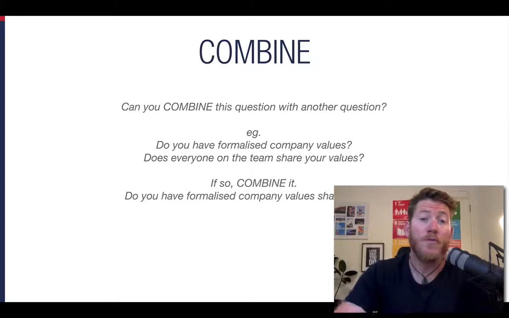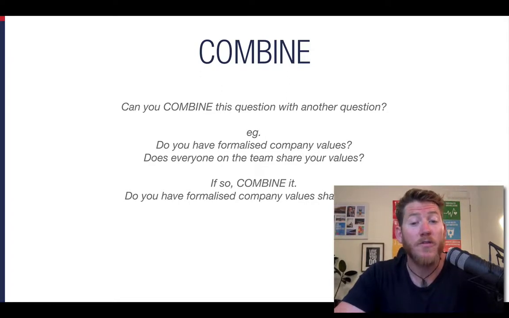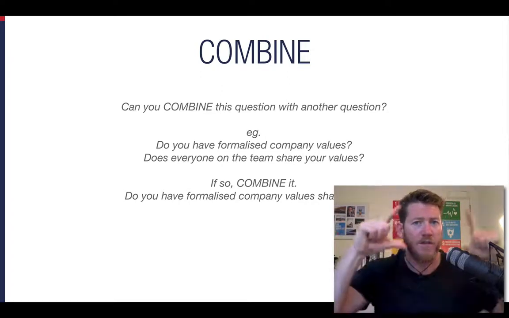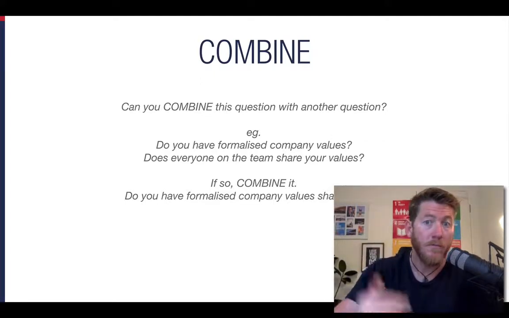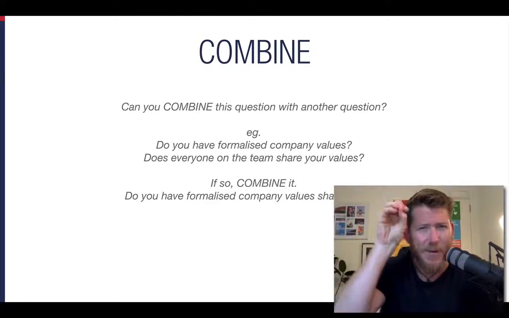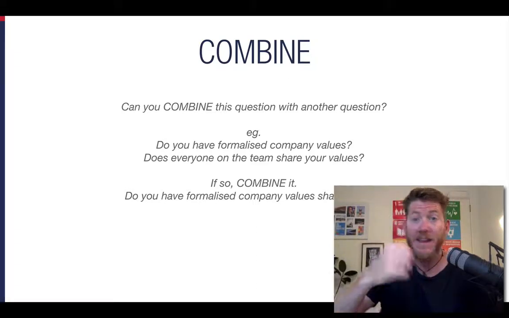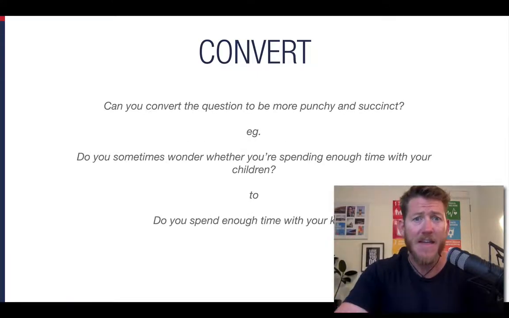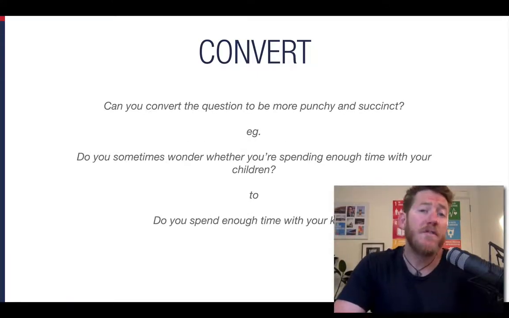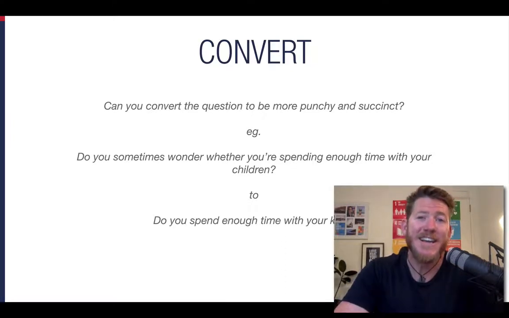So for example, one question might be, do you have formalized company values, as you can see on the screen here? The second question might be, does everyone on your team share those values? You could just mush them together. Do you have formalized company values shared by all? Yes, no, maybe, right? So you get it into one question. So you want to go through all of your questions. Can you just get rid of any of them? Can you mush a couple of them together? And could you convert any of them to be more punchy and succinct?